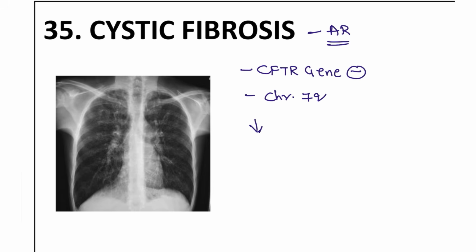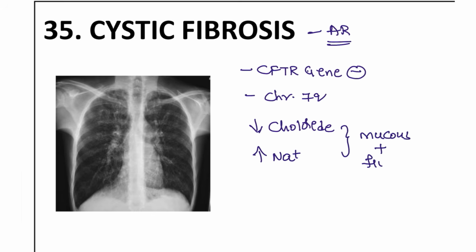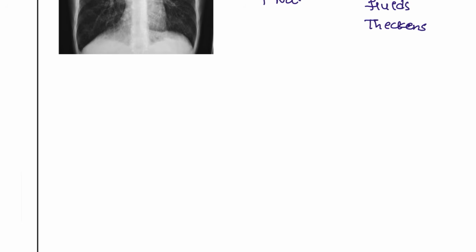If there is a defect in the CFTR, the chloride clearance is decreased in the body, and sodium is increased. So if this combination is seen, the mucus, plus any fluids in the body, will become thick. So the patient will have multiple organs involved. Most common is the lungs.